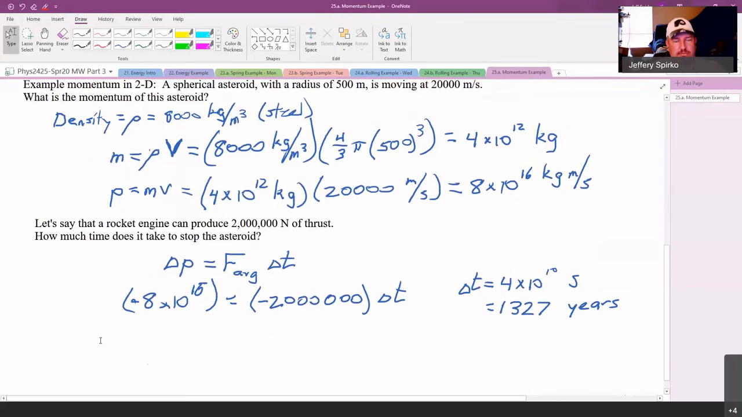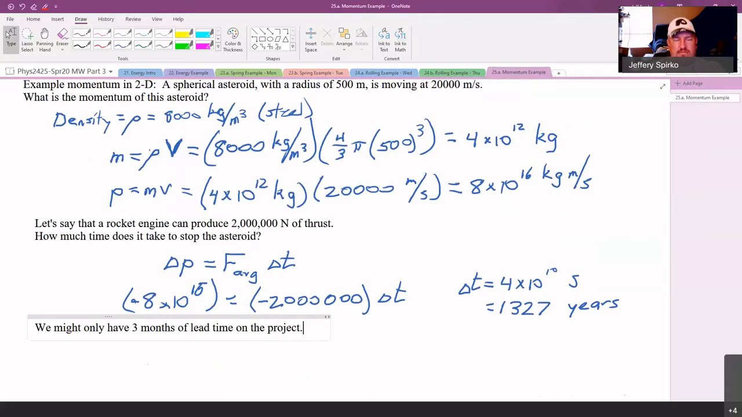Yeah, Earth would have a problem. Maybe we only have 3 months of lead time on the project. And let's assume we have 1 month of thrust.